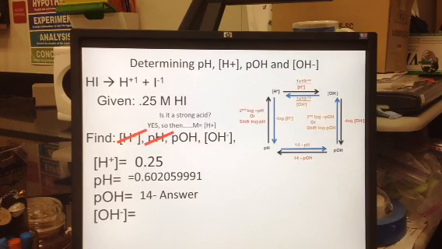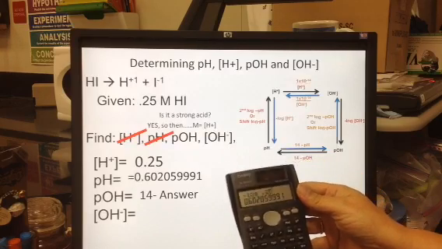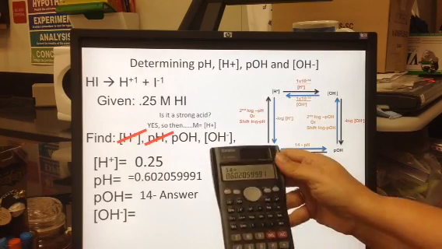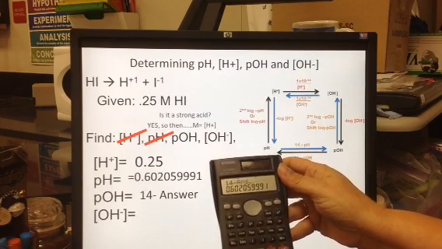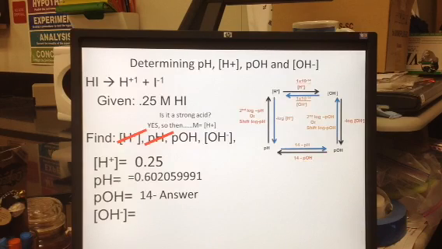13.39. On this calculator, it would be simple because it would just be 14 minus my answer, because there is an answer button here, and 13.39, of course, once again. So I would do 14 minus my answer, and I'd get 13.3979. Once again, don't clear out your calculator. Leave it running and continue on with the problem.